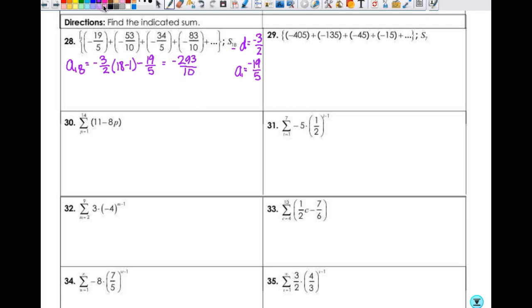So now I can find the sum. The sum is equal to, make sure you're using the formula for the arithmetic series, I have to put N out front, which is 18, times, then in the numerator it's A1, which is negative 19/5, plus A18, which is negative 293 over 10, all over 2. When you type that in the calculator, be very careful with your negatives and your parentheses and all that good kind of stuff, and you should get S18 is equal to negative 2,979 over 10.